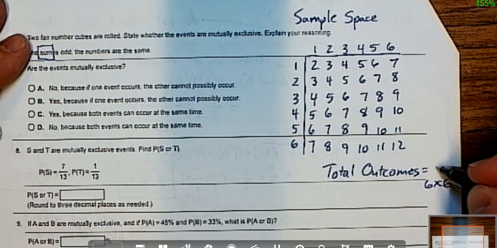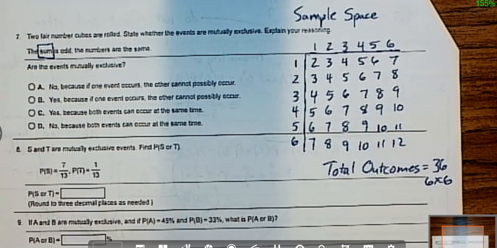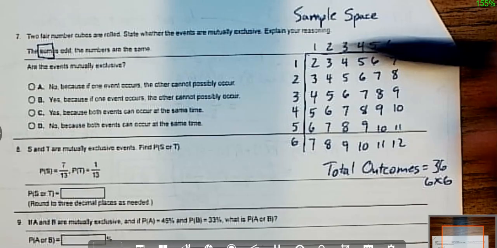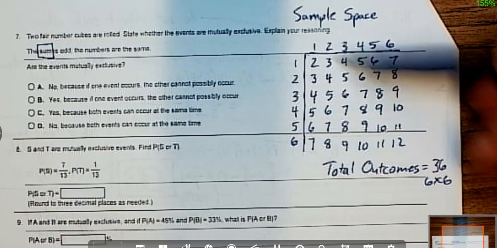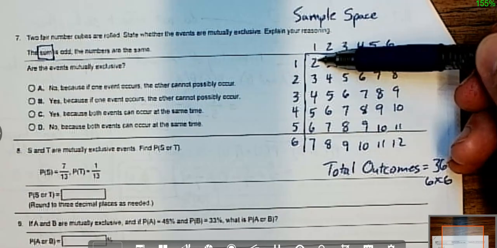All right. There's 36 outcomes. How many of them are 2? How many of the 36 is a sum of 2? Right up there, that's 1, right?